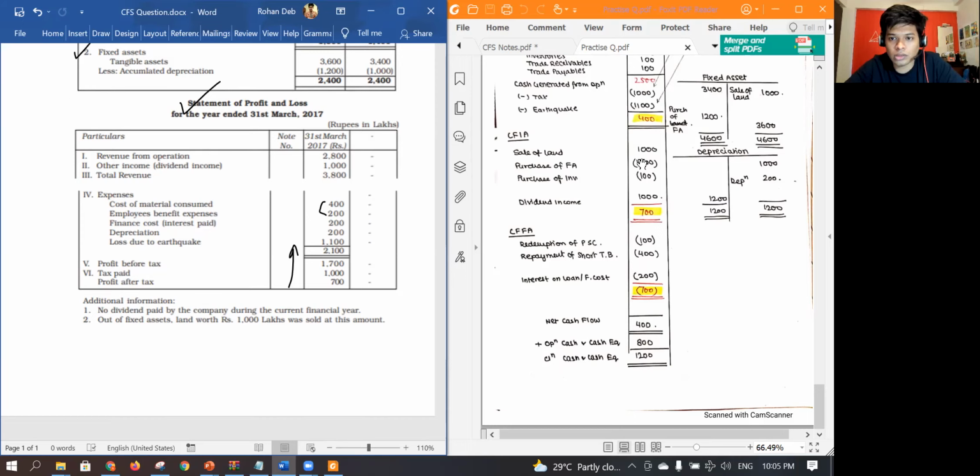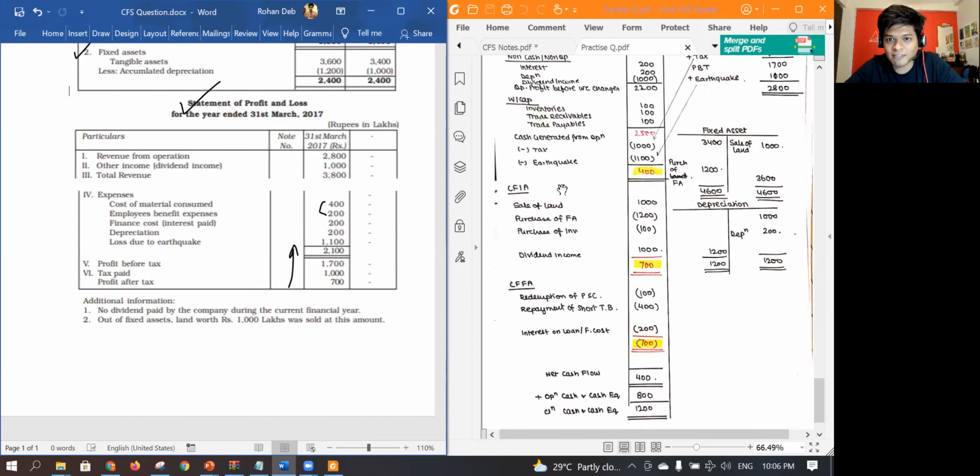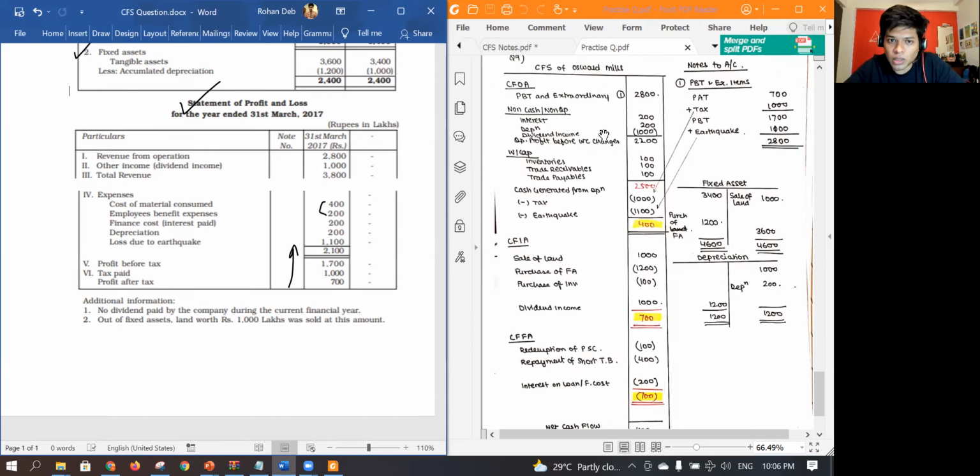Just make sure these tally. These two are easy. Whenever you start the question, make sure these two tally, and then you can just work on this part. Okay.